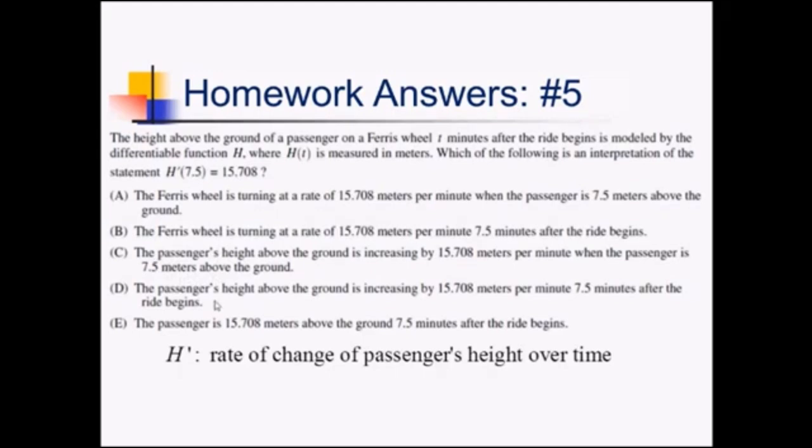All right, choice D, passenger's height above the ground is increasing by this many meters per minute, 7.5 minutes after the ride begins. So that's a little bit more like it. Now we have an input of time and an output of rate of change of height. Let's just look at E, though. I mean, D's looking pretty good. Let's look at E just to be sure. Passenger is 15.708 meters above the ground, 7.5 minutes. So this one, they have the right input, time, but now they're saying that h prime is just height, and that's not true. It's rate of change of height. So choice D, then, is the best answer out of all of these.